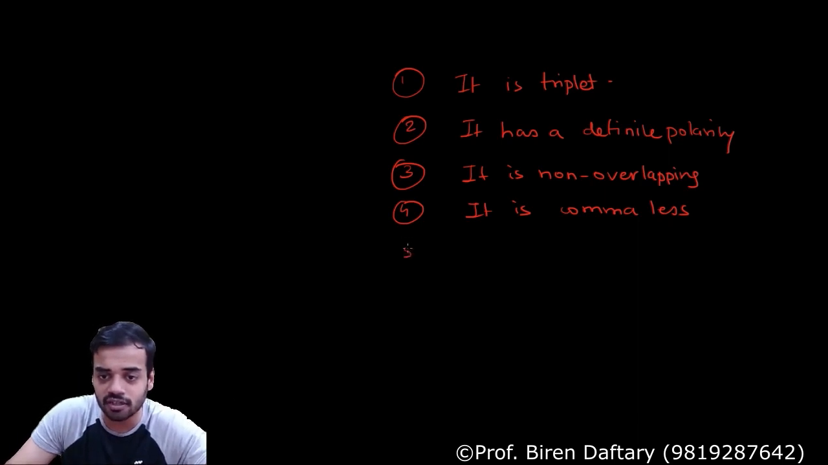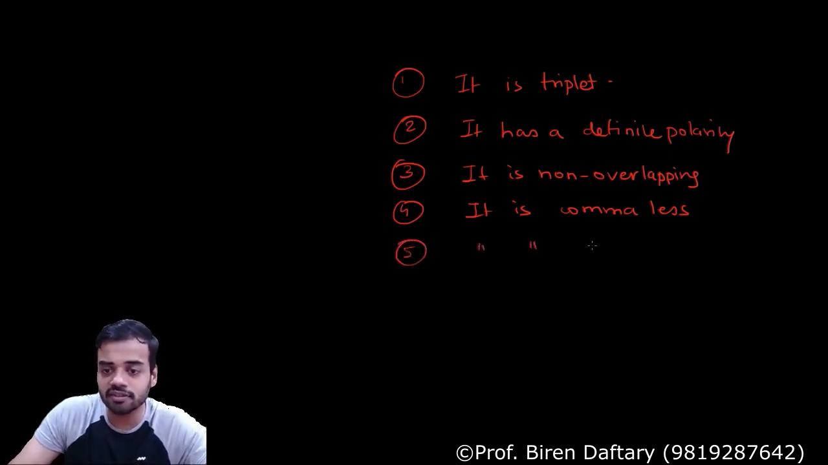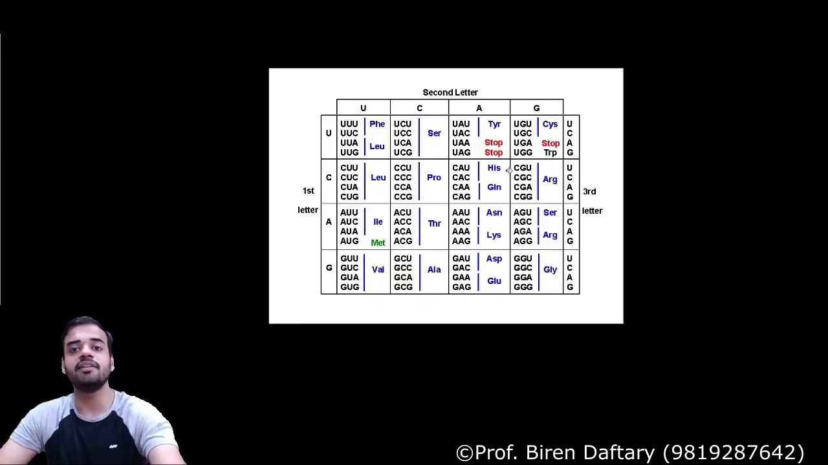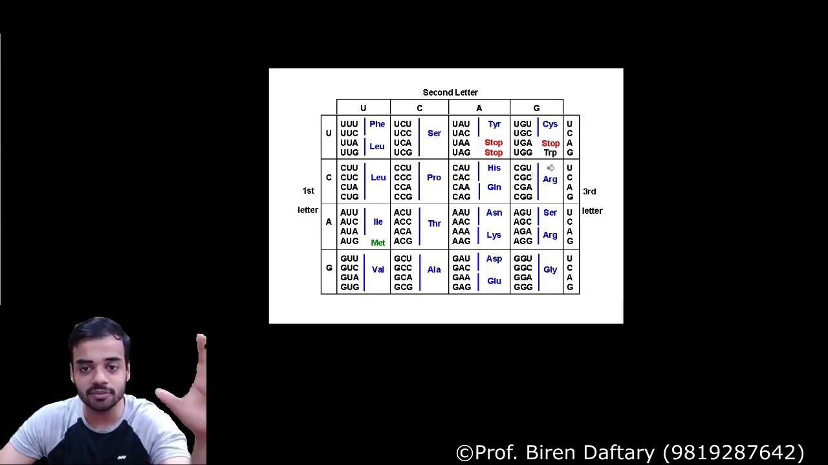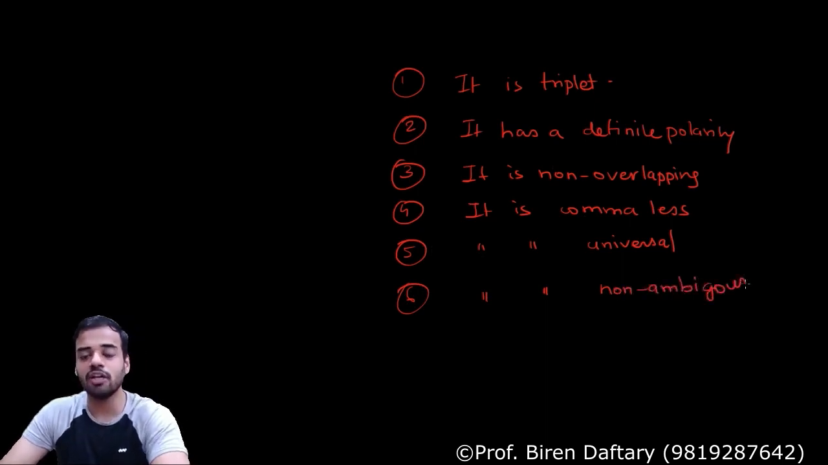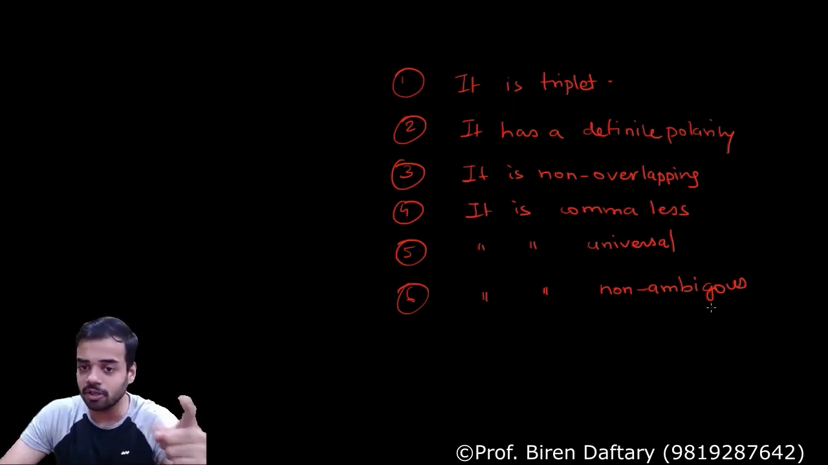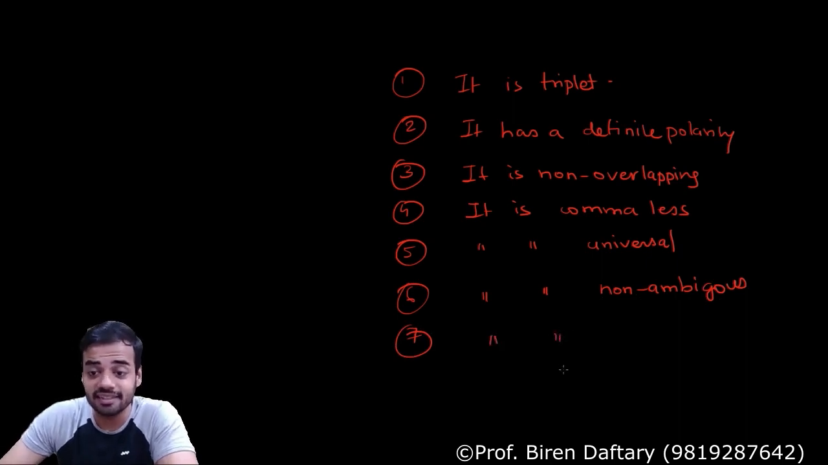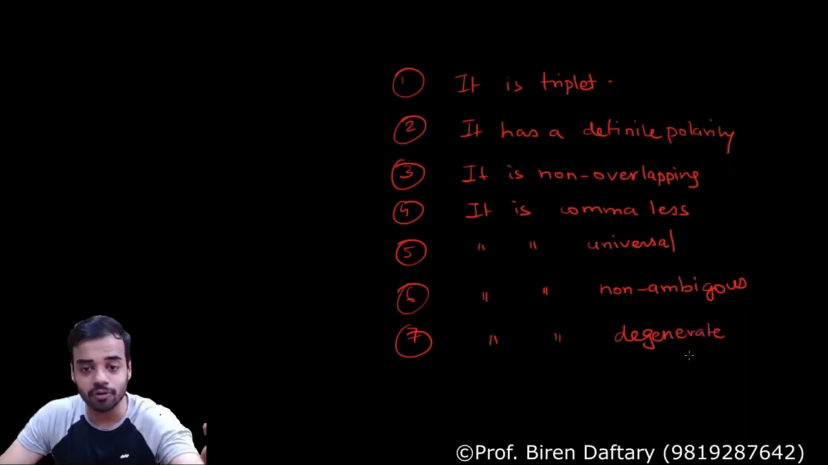Fifth, it is universal. What is the meaning of universal? This chart of the genetic code is there for all organisms. All organisms have this same chart, so it is universal. Now to the 2 important points. The genetic code is non-ambiguous. I have repeated this 1,000 times and I hope it is clear. Non-ambiguous means one codon can form only one amino acid, and the next point is that it is degenerate. Degenerate means one amino acid can be formed by more than one codon.